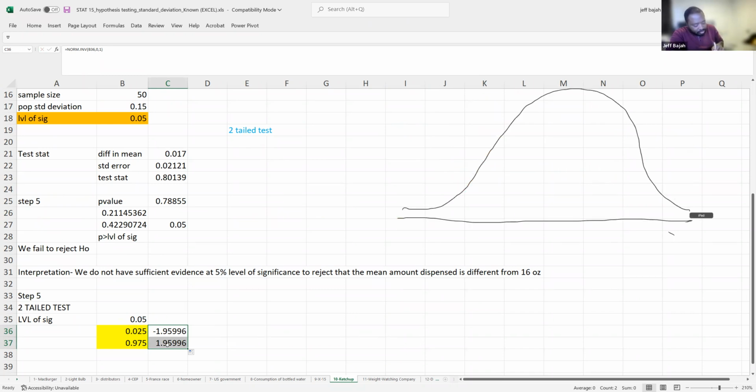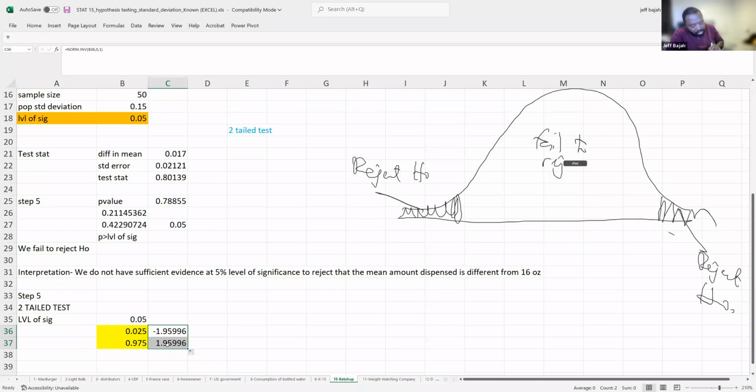for the two-tailed test, we reject H0 here. We reject H0 here. We fail to reject H0 here. And our critical value to the left is negative 1.96. That's our critical value to the left. Our critical value to the right is 1.96.